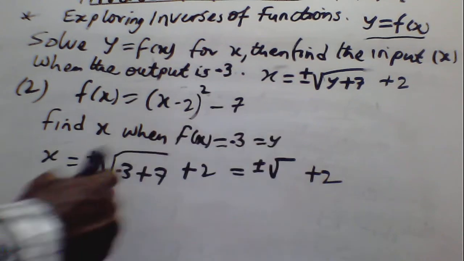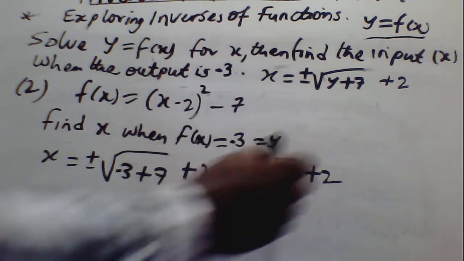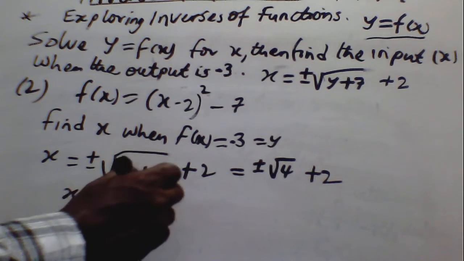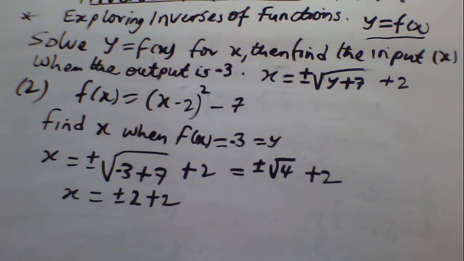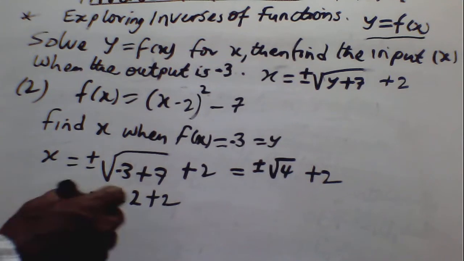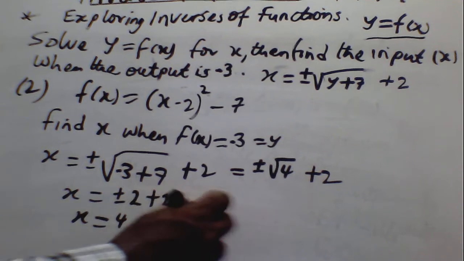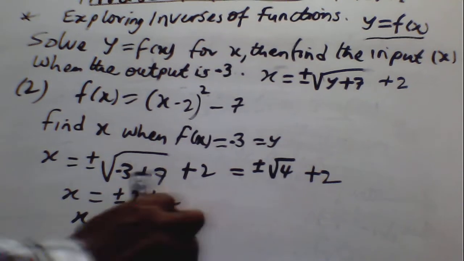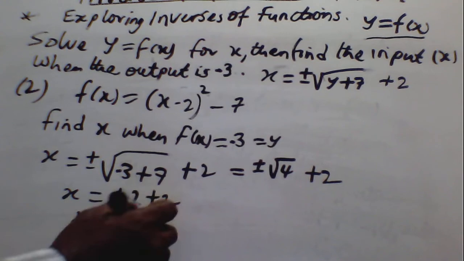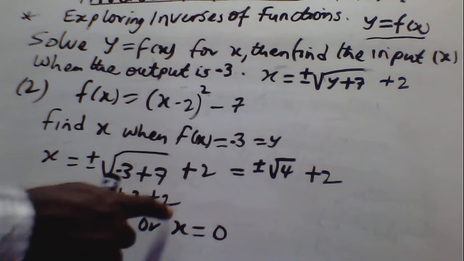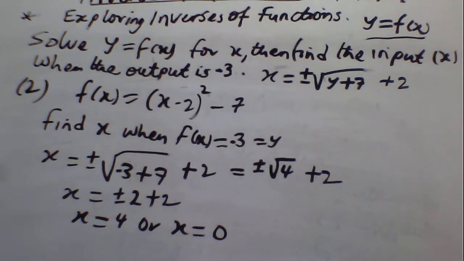All you need to do is minus 3 plus 7, which gives us 4. So x equals plus or minus the square root of 4, which is 2, plus 2. So you have two values. You have x equals 4 or x equals 0, because any of the values will satisfy the equation. So minus 2 plus 2 will give us 0, and plus 2 plus 2 will give us 4. So these are the two values of x.